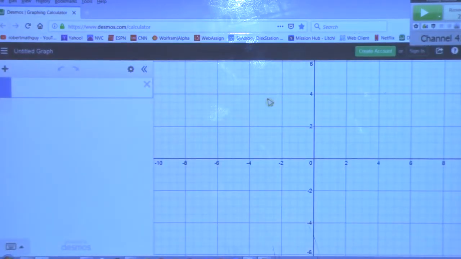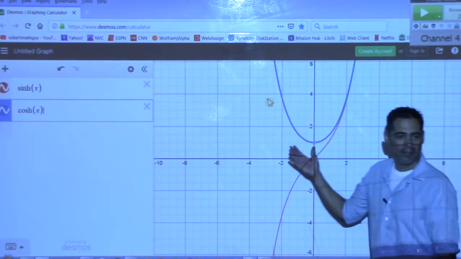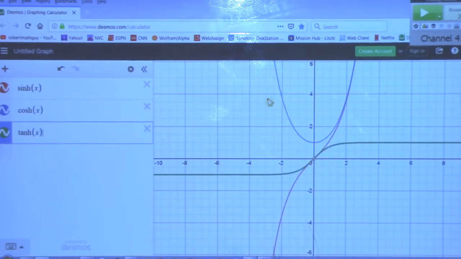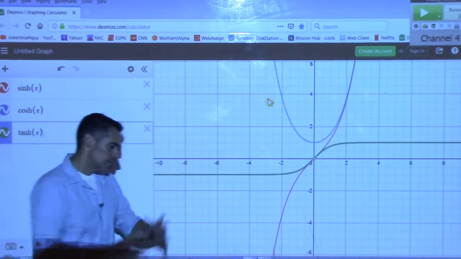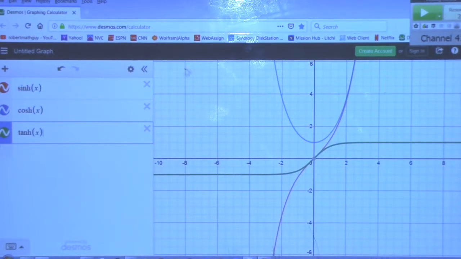Let me just go to Desmos. Y'all familiar with this one? Yeah, this is a really good one. Sine hyperbolic x, here we go. There's sine hyperbolic x. Here's cosine hyperbolic x. Totally different graphs, right? It's not like sine and cosine from pre-cal where they're pretty similar, just phase shifted. Totally different graphs. Tangent hyperbolic x? Same line. Thank you. Tangent hyperbolic x kind of looks like arc tangent did from pre-cal. So the moral of the story here is that they are very different than our standard six trig functions.